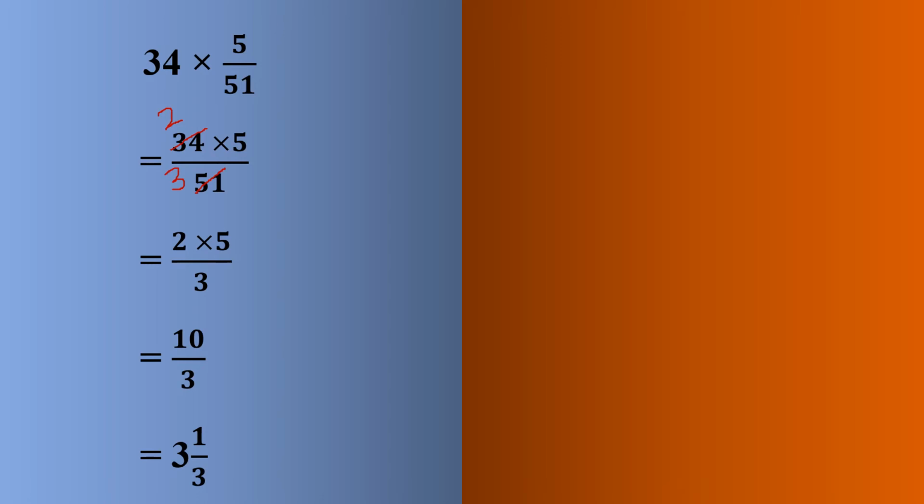Now let us do one more question. Here it is 75 multiplied by 19 by 100. Here 75 is a whole number and 19 is a numerator. So we will multiply whole number and numerator. It means 75 multiplied by 19 by 100.